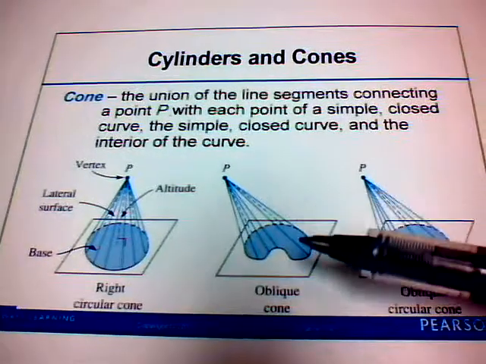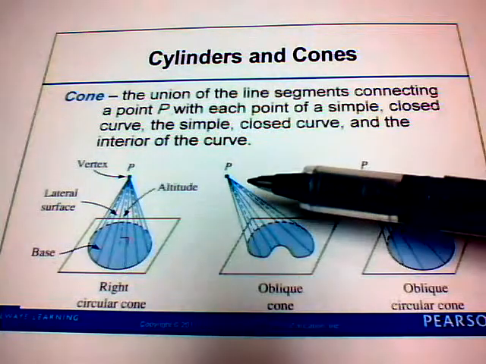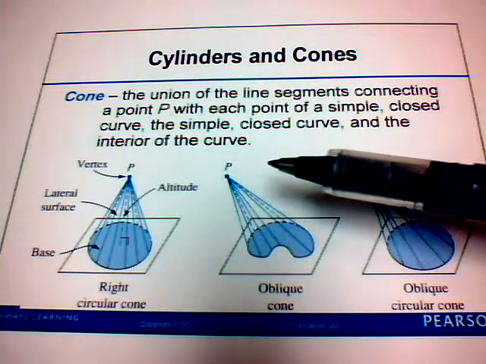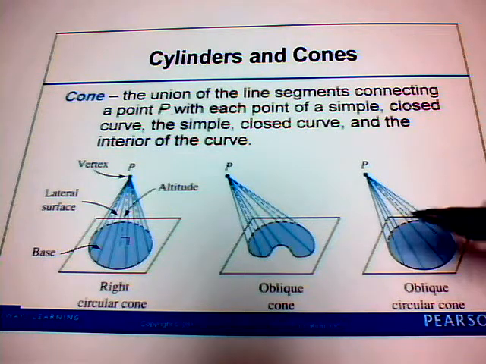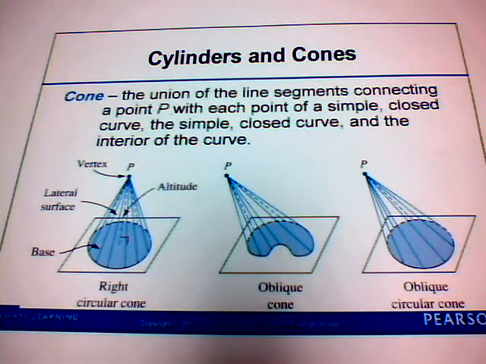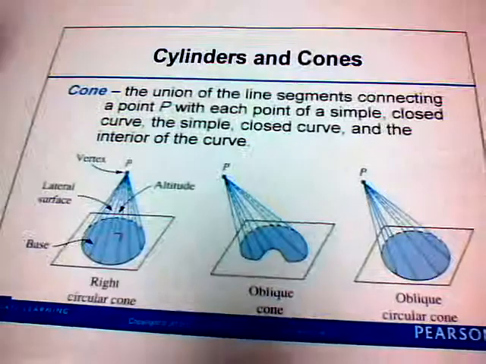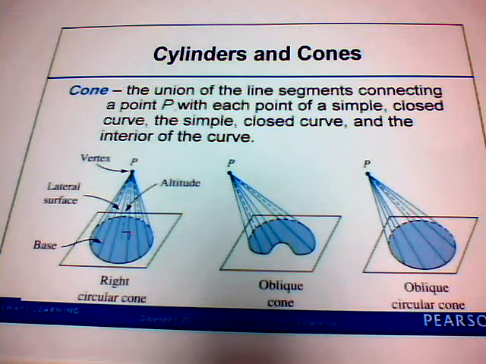Okay, you also have an oblique cone, which is where the cone is not standing up vertically. It's usually leaning to the left or to the right. And your oblique circular cone, the base is a circle, however, it's leaning to the left or to the right. Okay, so that's what cones look like. Okay, and that would conclude this particular video on geometry in 3 dimensions.